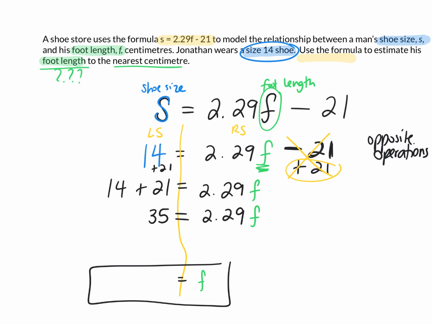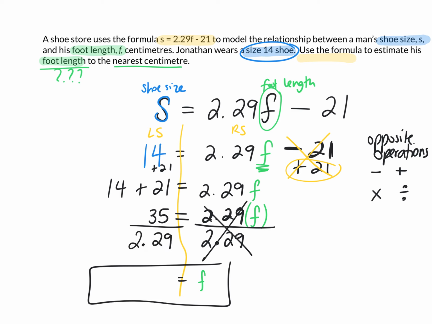Again, opposite operations. Opposite of subtraction is addition. Opposite of multiplication, we have 2.29 times F. This means multiply. So the opposite of that would be division. So if I divide this by 2.29, that reduces to 1. 1 times anything is whatever the answer is. If I divide the right side by 2.29, I have to divide the left side by 2.29. So let's do that on our calculator. 35 divided by 2.29 will give me approximately 15.28.